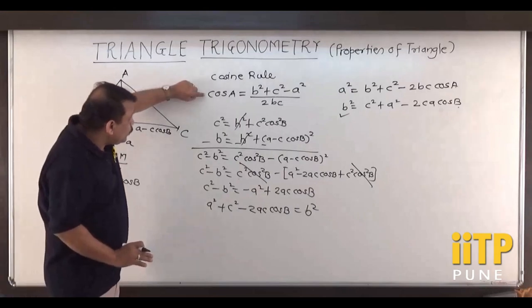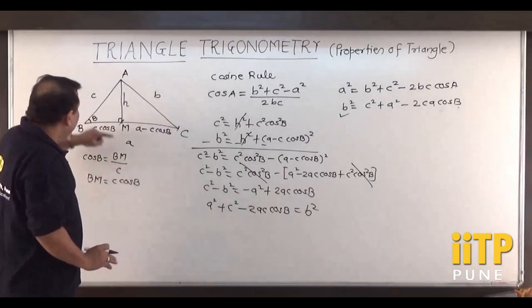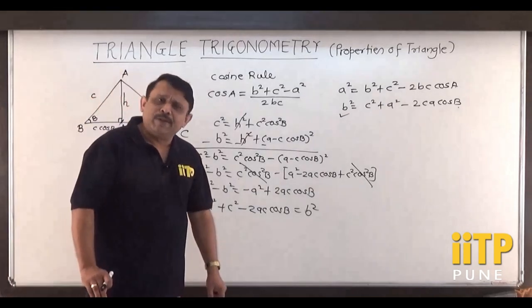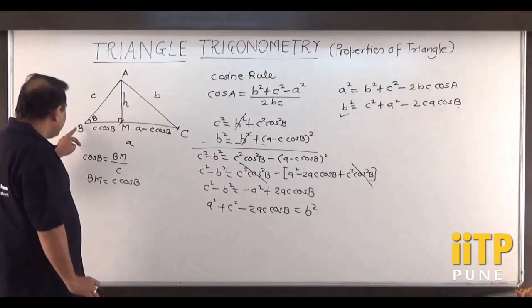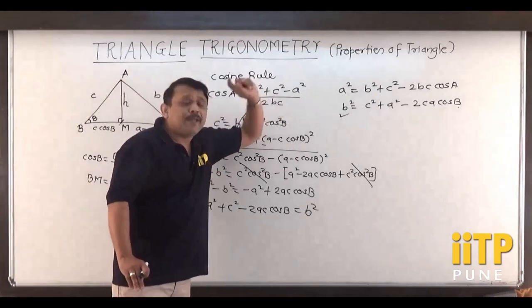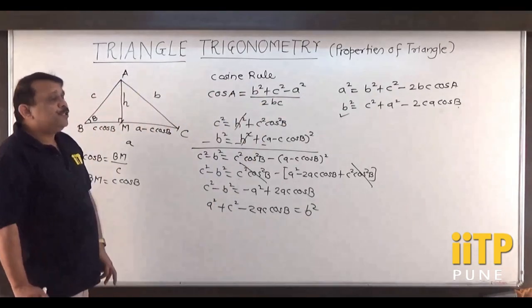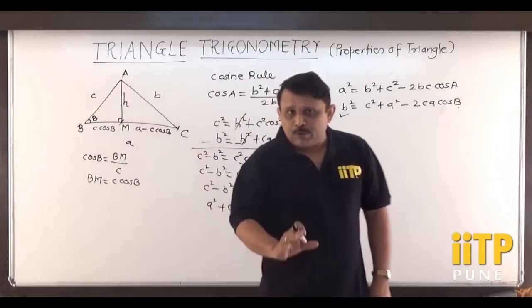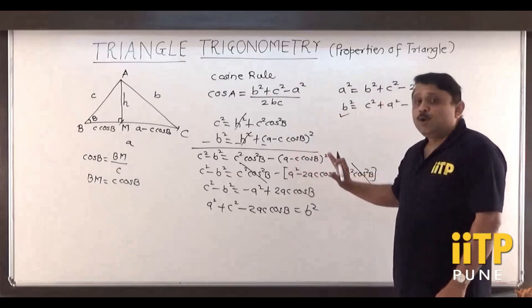If I wanted to apply this, I would have taken BA here and it can be proved very easily. So if I choose this as a, this is b and this is c, the result a square is equal to b square plus c square minus 2bc cos A will come very easily. So this way we have proved the cosine rule.